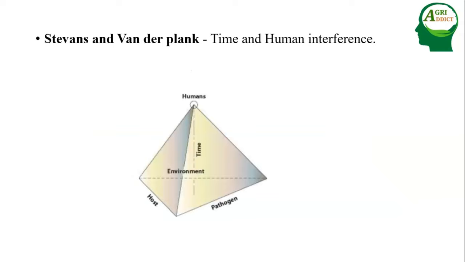Next, Stevens and Vanderplank recognized another two factors, that is time and human interference. Some diseases will occur at a particular time. They may be season specific, or sometimes even humans are very much involved in causing the disease. Like they may bring the disease sample from other countries, that we call an introduction, or spread it through implements. So there is human interference. When these two factors are added to the existing three factors, we call it a disease pyramid, which was given by Stevens and Vanderplank.